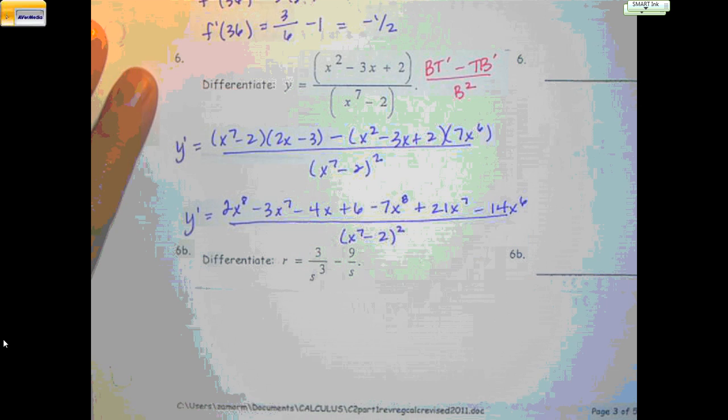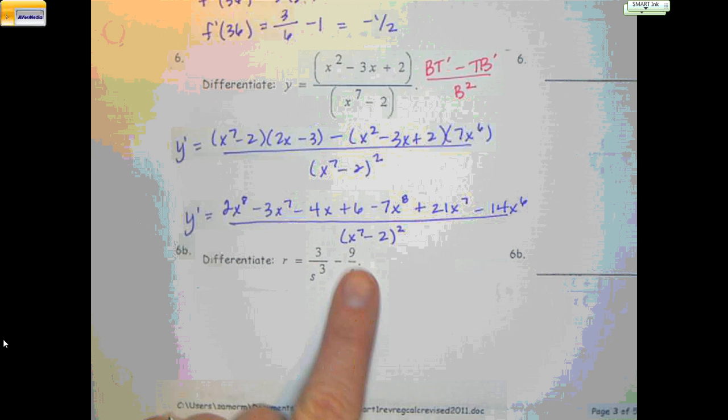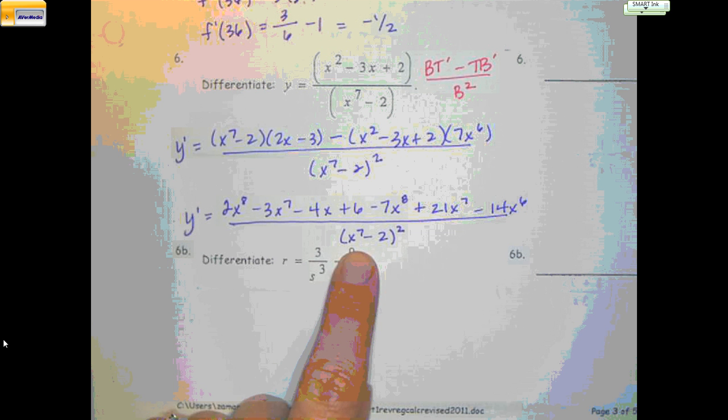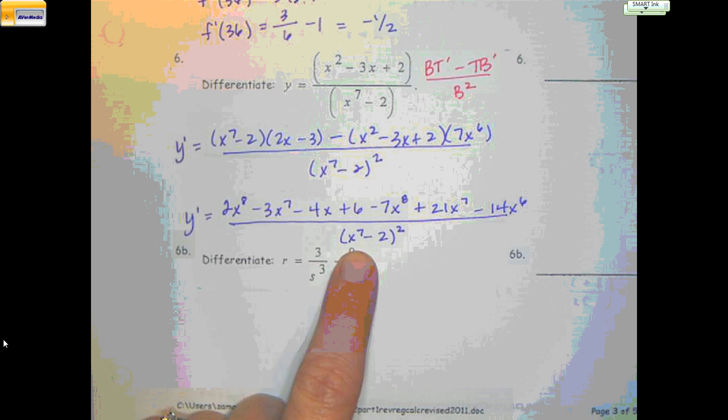Okay. On the bottom, why didn't I FOIL that one out? It's too much work. Yeah, it's not going to help you. It's not going to make it any more simple. In fact, it's going to look less pretty. So just leave it. Let's see if we can put some stuff together now.